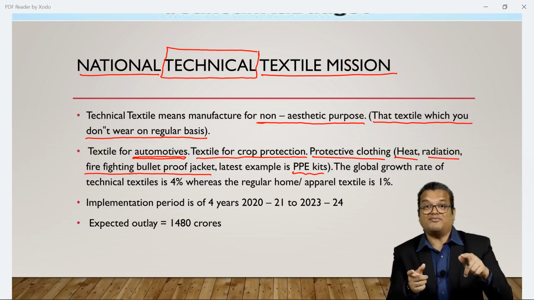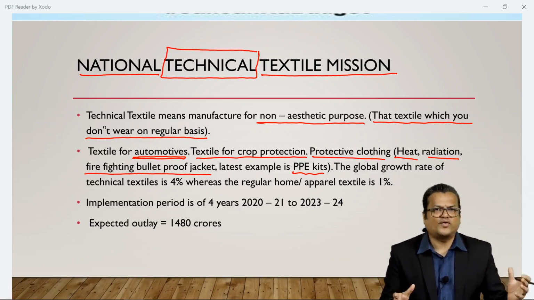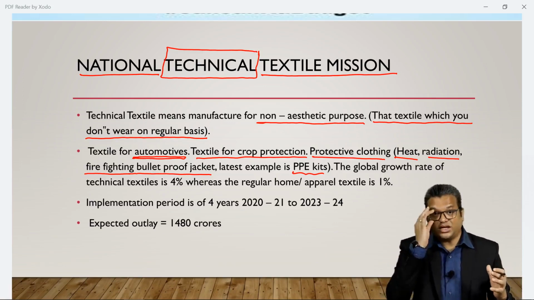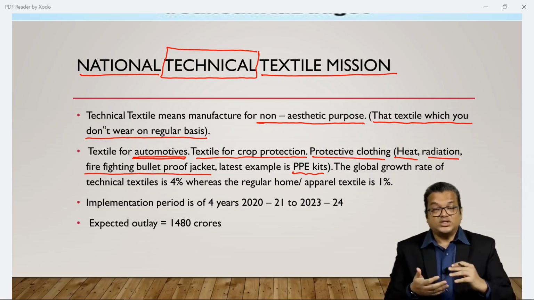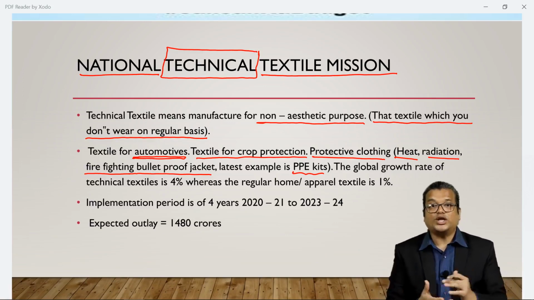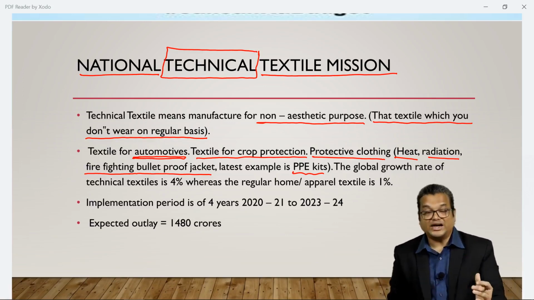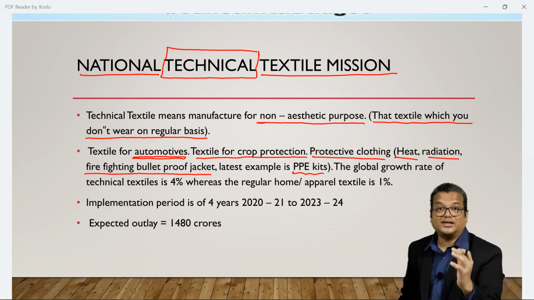You must have seen them wearing this PPE kit. What for? To protect themselves from infections. So these are clothes which we don't wear on a regular basis, guys. For that we have a National Technical Textile Mission.